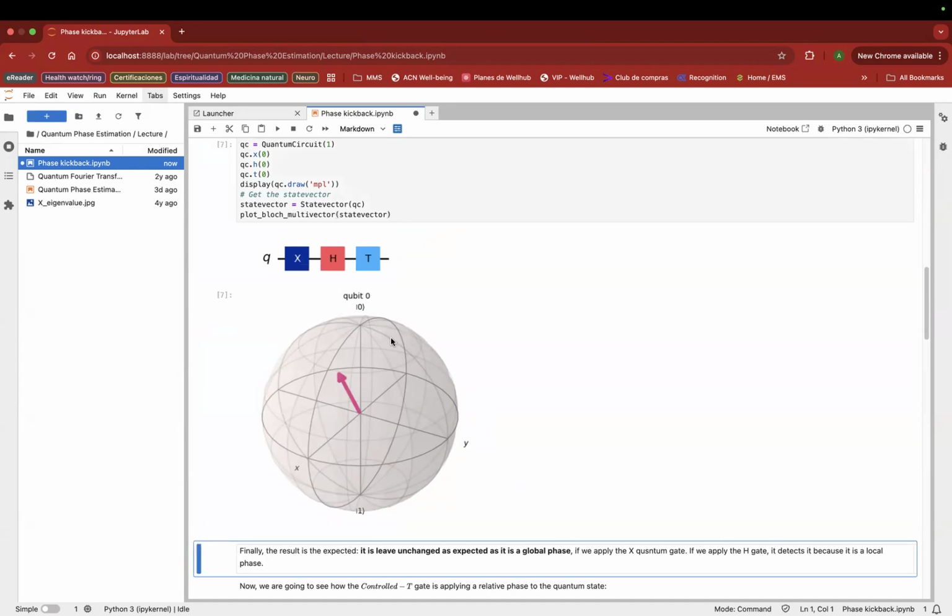And why is it changing? Okay, yes. I thought not. Okay, very good. Why is it changing? Because now you're acting with the T on the minus state, right? Not on the plus state.